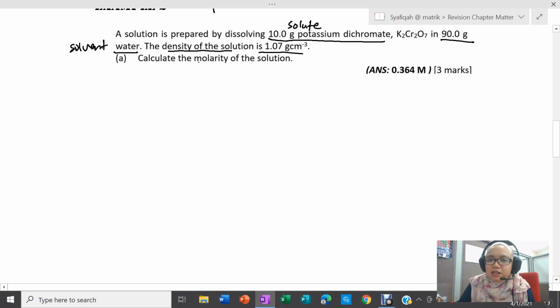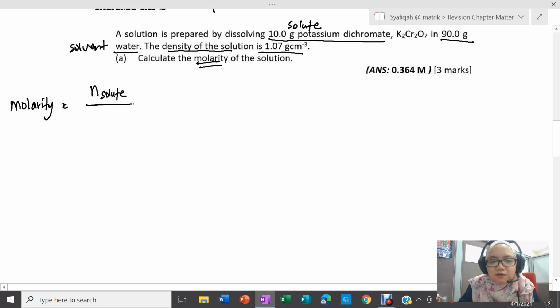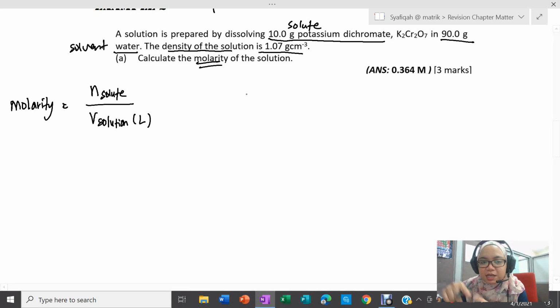Okay. So soalan dia kata calculate the molarity. So first step, Miss nak awak buat dulu. Apa formula molarity? Kenapa Miss cakap macam tu? Supaya you can know what you need to find to get the molarity. So molarity, as you know, is equals to the number mole of solute divide volume of solution in liter. So apa yang you kena cari? First, you kena cari number mole of solute. Second, you kena cari volume of solution. Baru you boleh dapat molarity. So, let's find that out together.